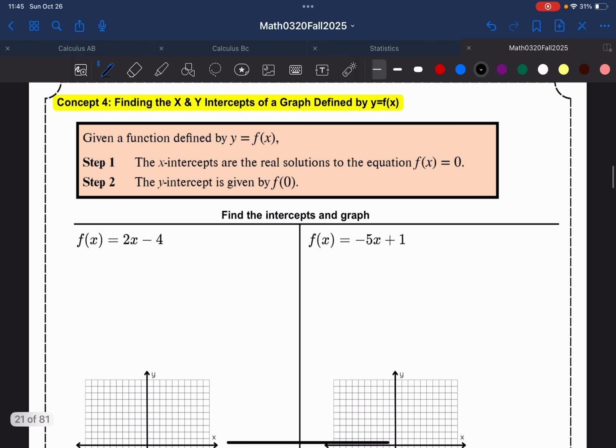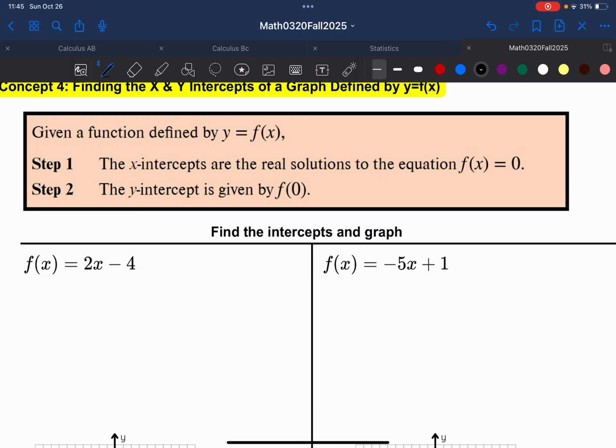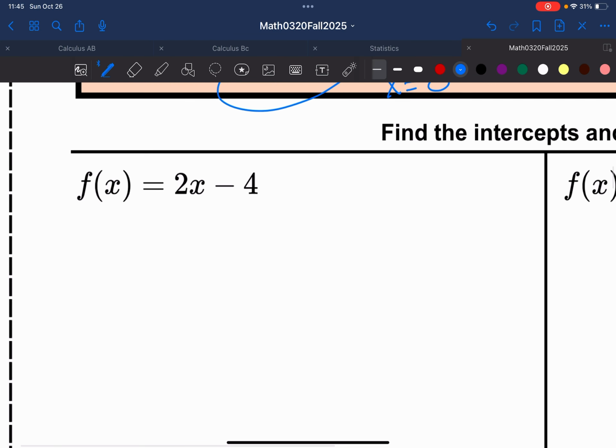Okay, last concept here is finding the x and y intercepts. So it says, given a function defined by y is equal to f of x, the x-intercepts are the real solutions to the equation f of x is equal to 0, and the y-intercept is given by f of 0. Okay, that's good and all, but just remember x-intercepts means y equals 0. Okay, y-intercepts means x equals 0. So when it's saying find the intercepts, that's what we're doing.